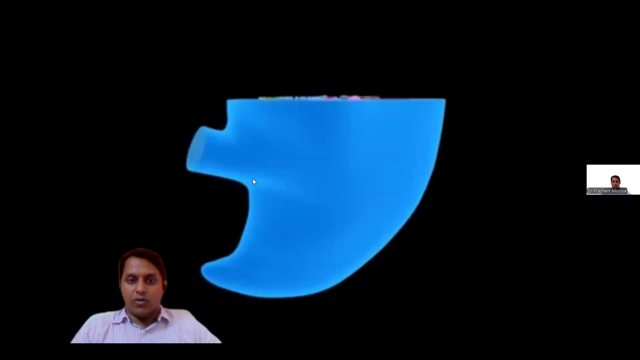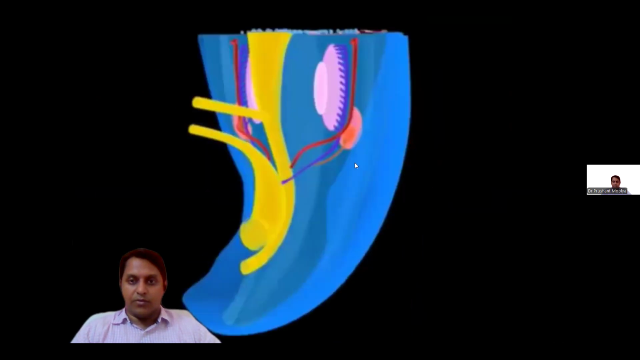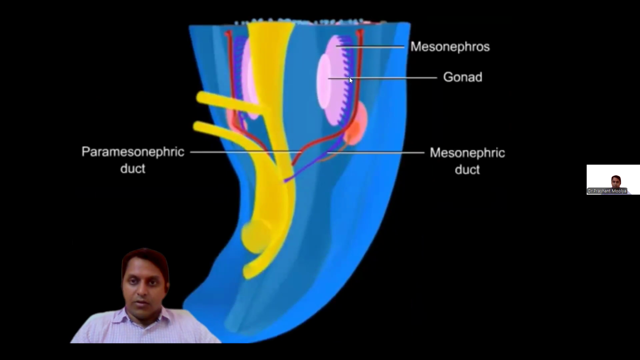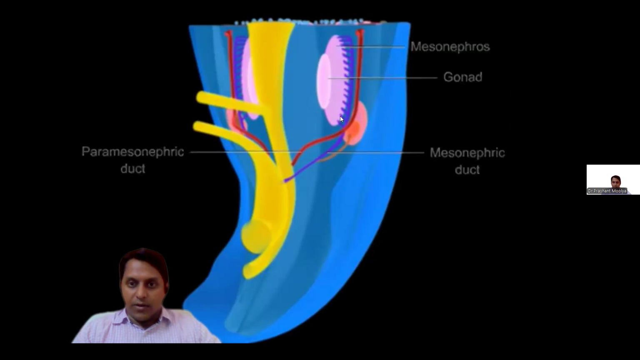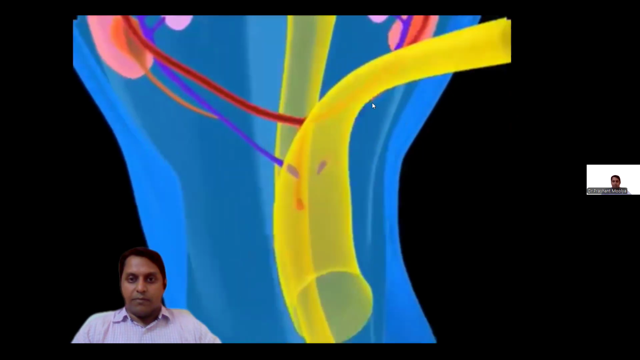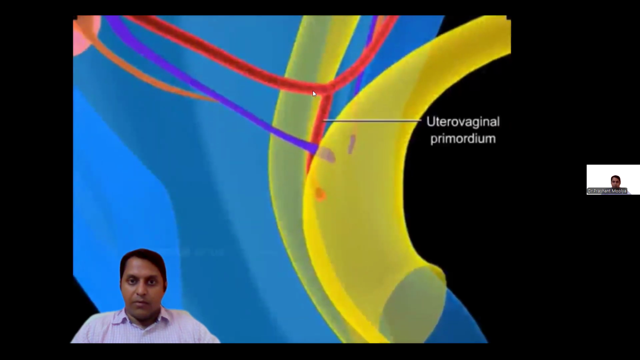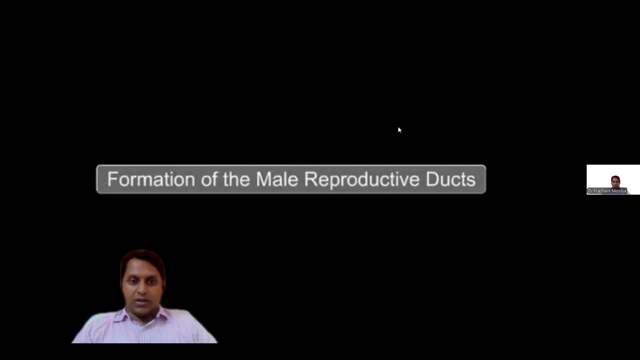Let us see what changes are happening in the meso- and paramesonephric ducts. Here you can see the genital ridge, and this is the urogenital ridge, and this being the mesonephric duct, the blue colored one, and this being the paramesonephric duct, and this is the ureteric bud and the developing kidney. This being the hindgut part, and this being the urogenital sinus, and here you can see what changes are happening. The paramesonephric ducts have fused to form the uterovaginal canal and are opening into the urogenital sinus.